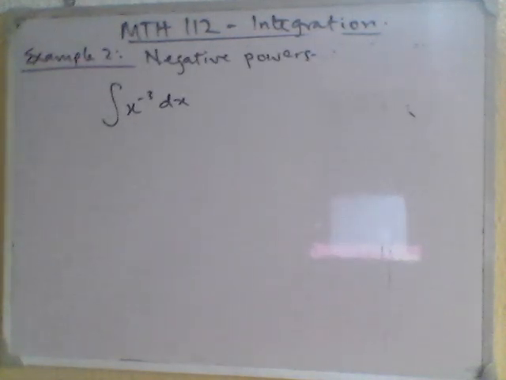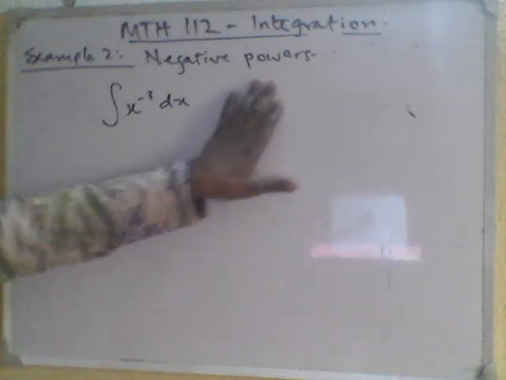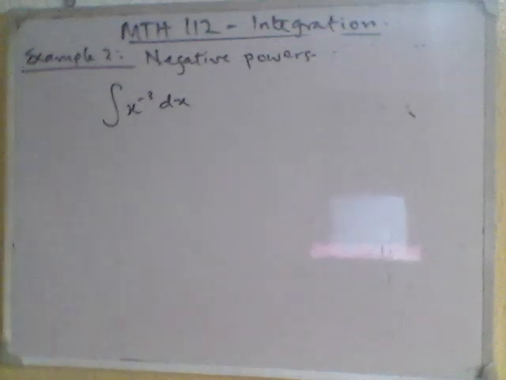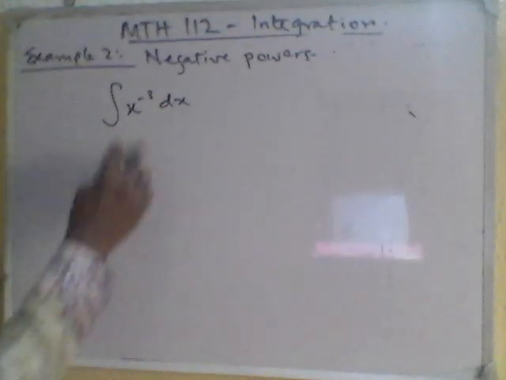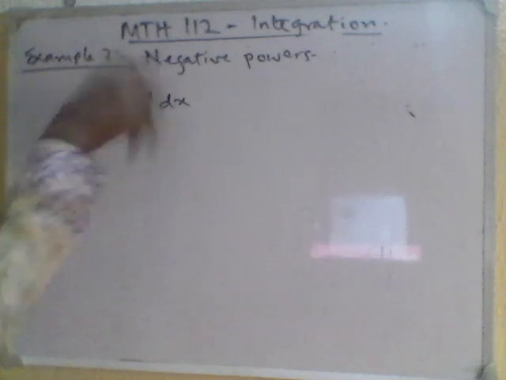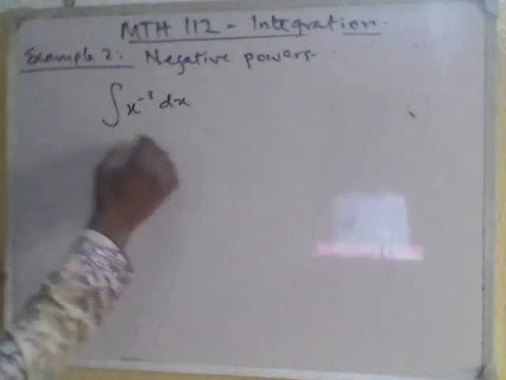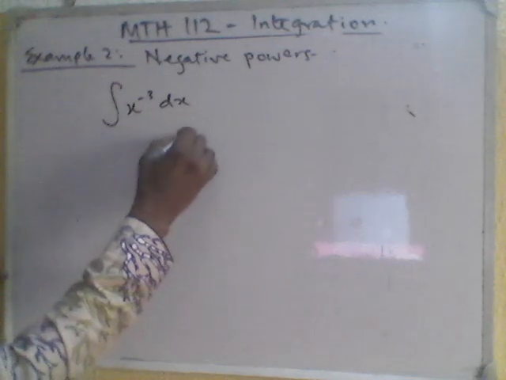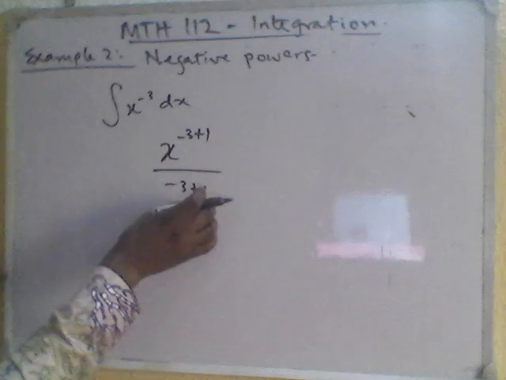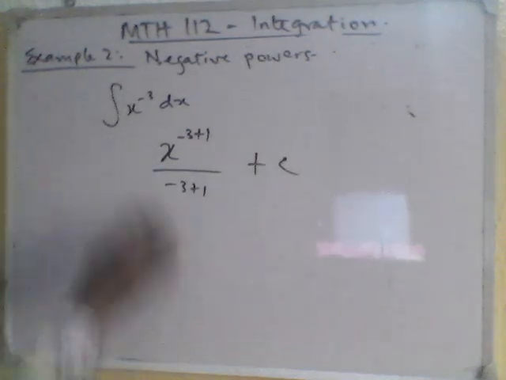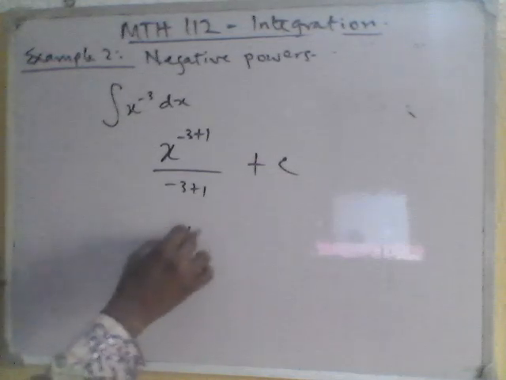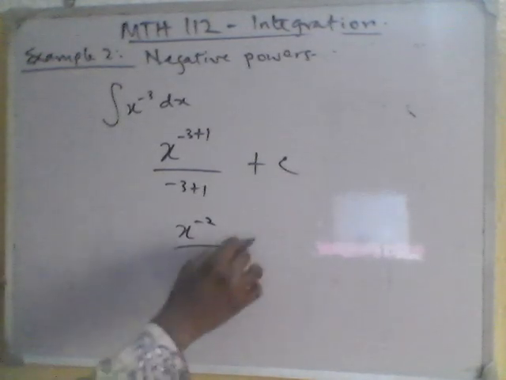Now I have this on the board, negative powers. If we are to integrate this, it is a negative power. So what we will do is, again, add 1 to the power. The result also becomes the denominator. So this is it: x raised to the power minus 3 plus 1, all over minus 3 plus 1. Whatever I have up here, I will replicate down, plus c. So minus 3 plus 1 is minus 2. I have x raised to the power minus 2 over minus 2, plus c.